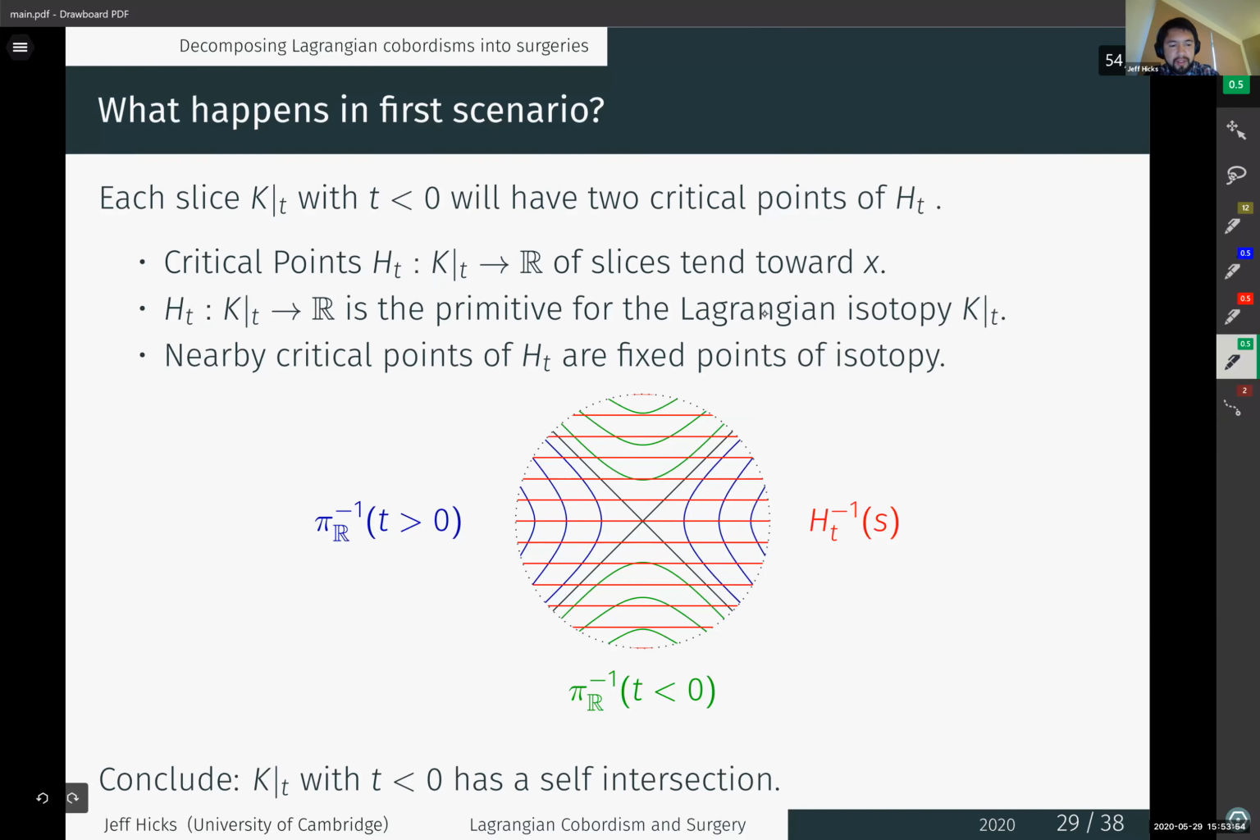So we conclude that the slices KT with t less than 0 will have a self-intersection. And similarly, if we were in the case where the level sets of H were pointing in the positive direction of projection to the real coordinate.